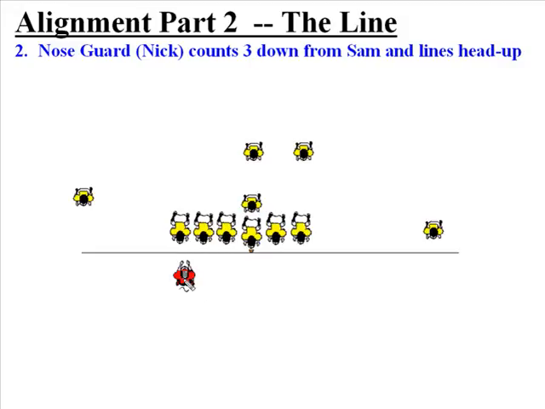So in this case, if Sam yells, "Louie, Louie, Louie," aligns in front of this tight end, we count 1, 2, 3, okay, and then line up head up right in front of that guy. Okay, just like that. All right, this is the next thing that occurs. Okay, first Sam, now Nick, then everyone else falls into place.